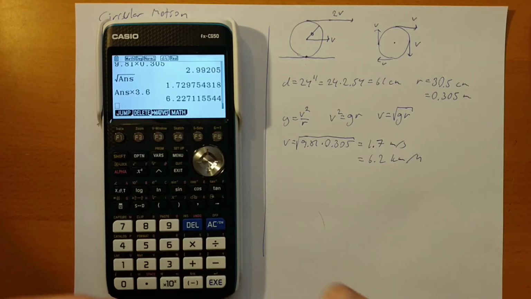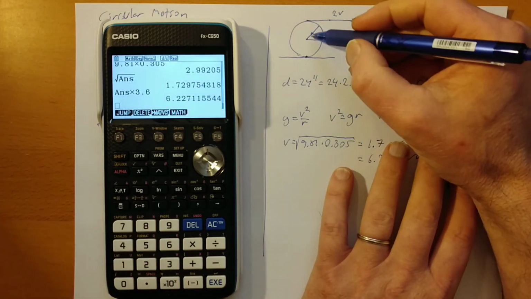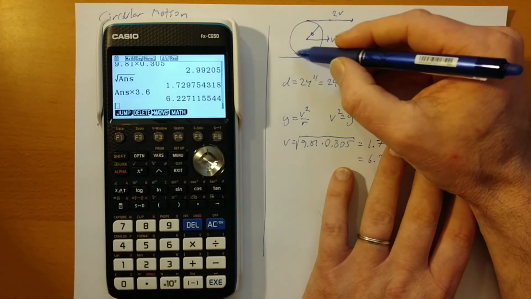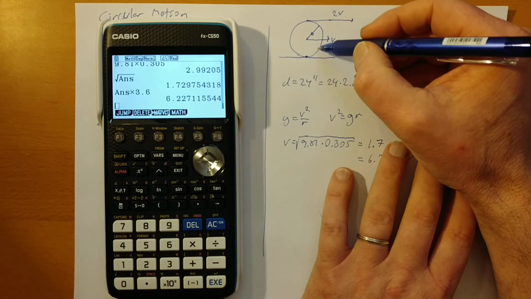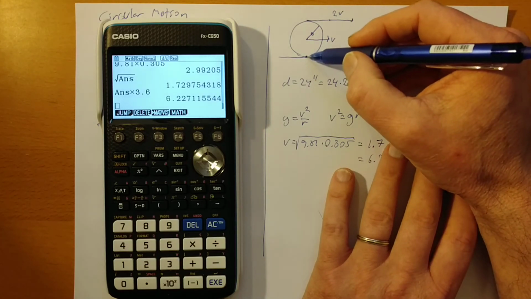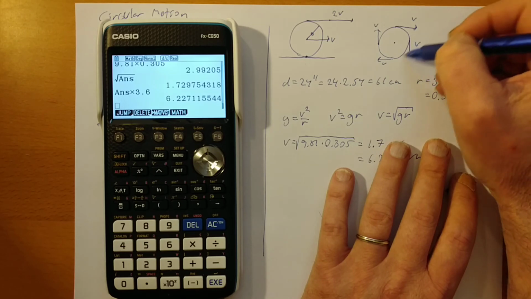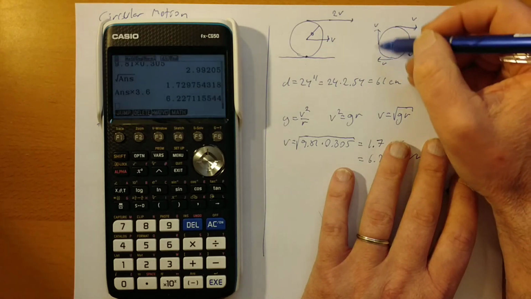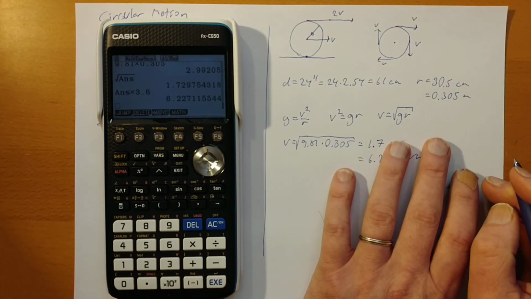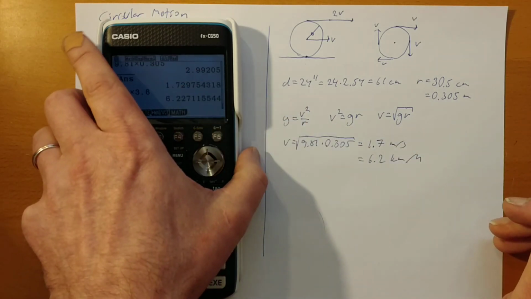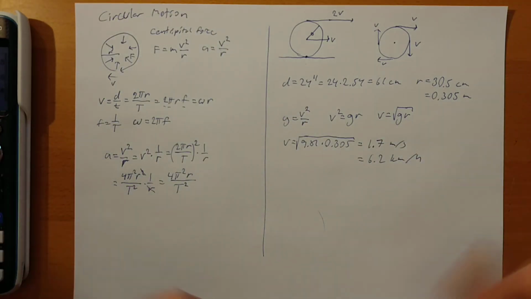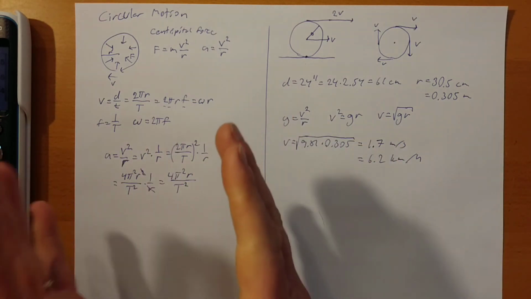So at that speed, the ring will stay on the outer edge. Down here there will be twice the acceleration, and up there it will be 0, but it just barely will keep on being on the outer rim of this curve. So that's the first introduction of this.